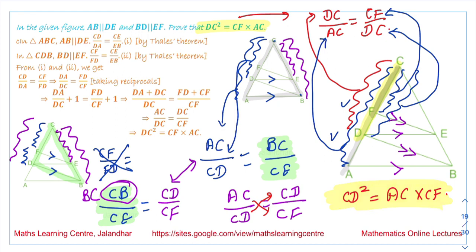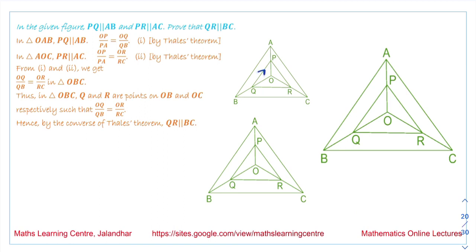Next, in the given figure, PQ is given parallel to AB. Then this PR is given parallel to AC. We have to prove that these two sides, the third side we are talking about, are also parallel to each other.